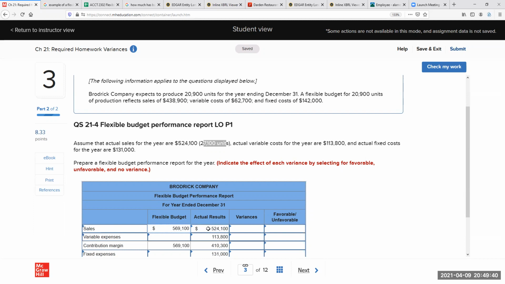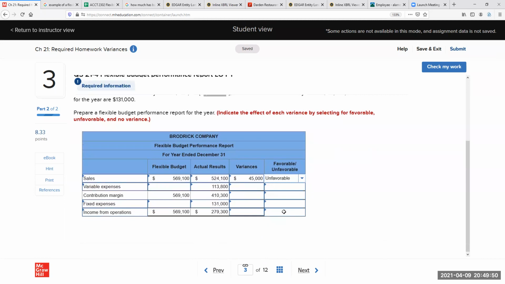The actual results are 524,100. So it means it's $45,000 less. So that's a very unfavorable variance, unfavorable.